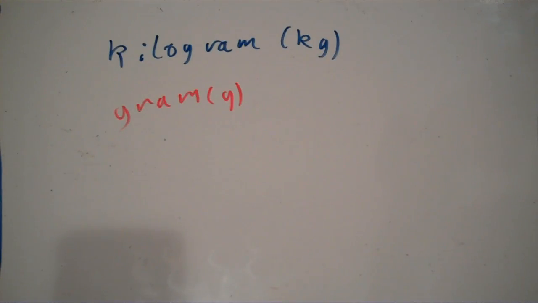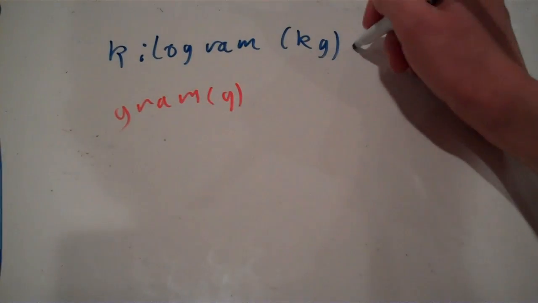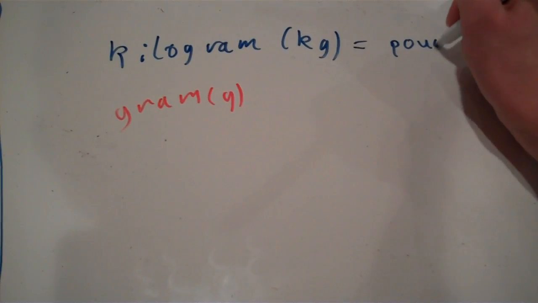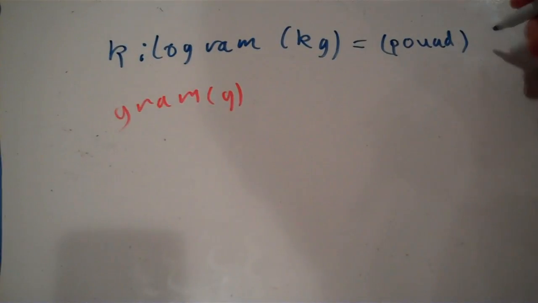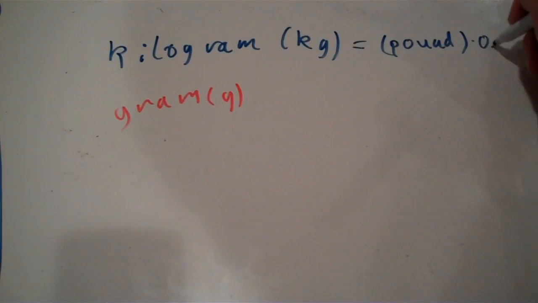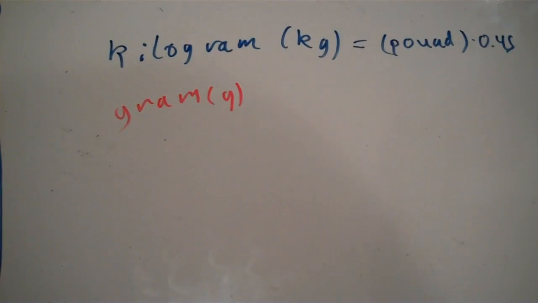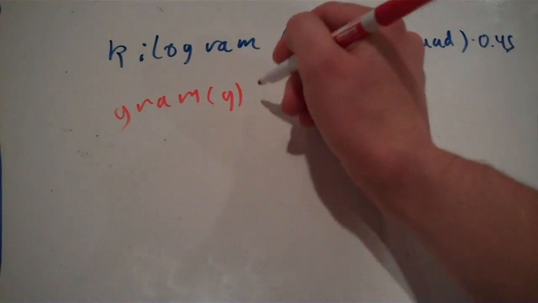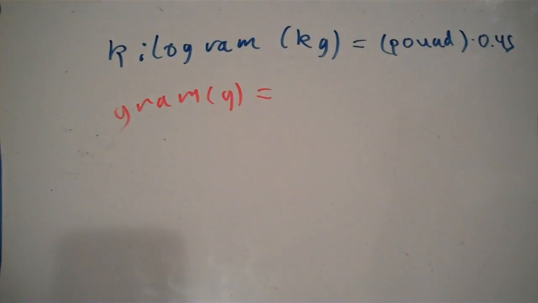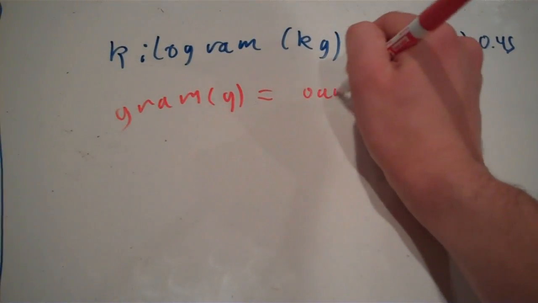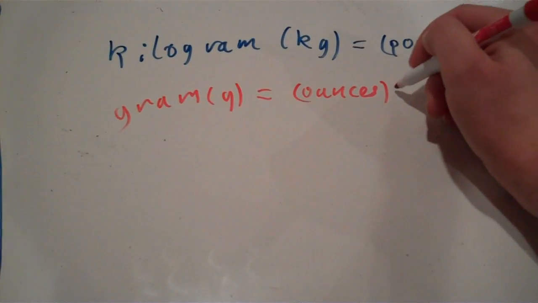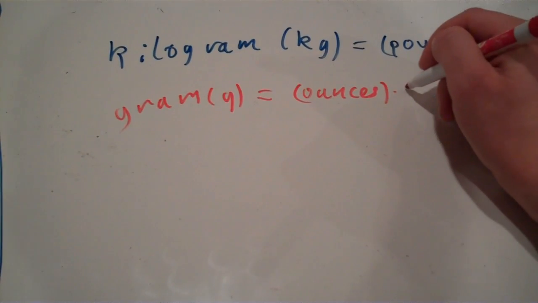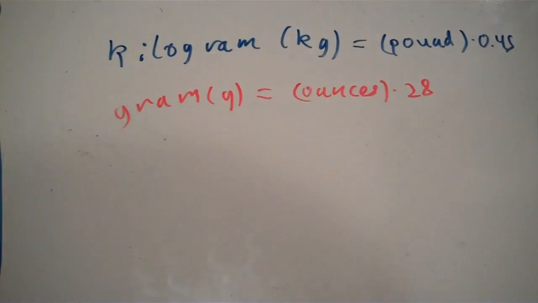Now, the kilogram is the metric replacement for the imperial pound. And to convert pounds to kilograms, you take your weight in pounds and multiply it by 0.45. Now, grams are the metric system replacement for ounces. And to convert ounces to grams, you take your weight in ounces and multiply it by about 28 to get your approximate mass in grams.